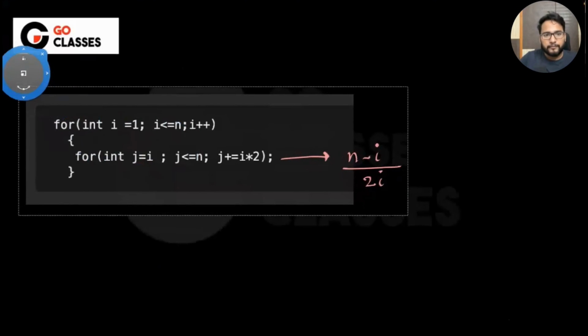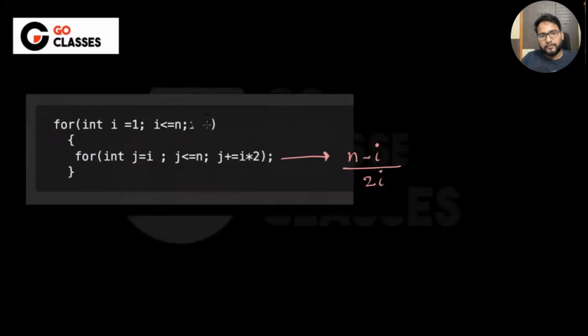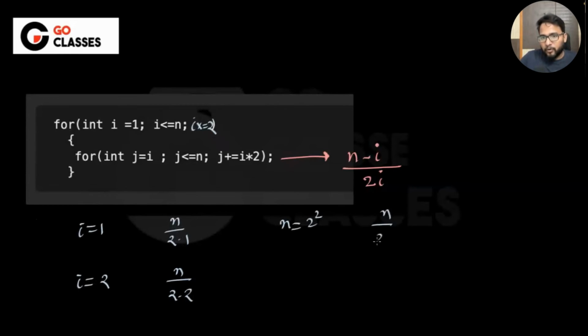Let's suppose here this is also something else. Instead of i plus plus, I'm having something like i into equal to 2. Then what is the answer? See, for i equal to 1, it is going to run n upon 2i, which means n upon 2 into 1. Now i is 2 currently, that is okay. But now i is not 3, so i will be 2 square next time, and then it is n upon 2 into 2 square. Now i will be 2 cube, n upon 2 into 2 cube.